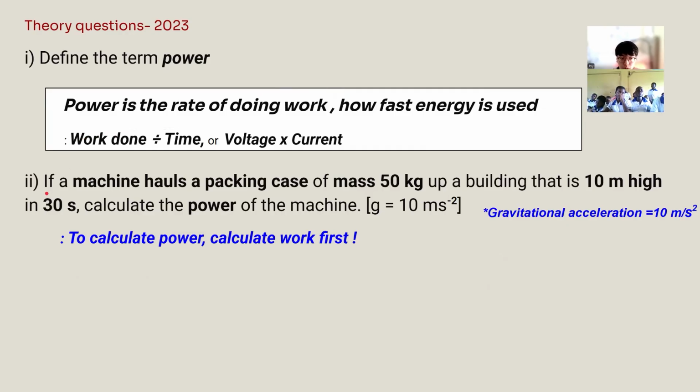Okay, so number 2. If a machine hauls a packing case of mass 50 kilogram up a building that is 10 meters high in 30 seconds, calculate the power of the machine. For this one, it's a little bit more difficult than the last one because we need to calculate the force first, right?